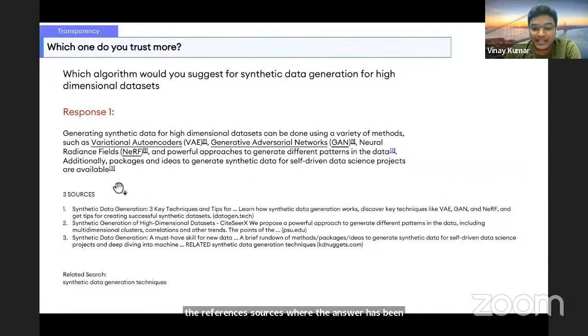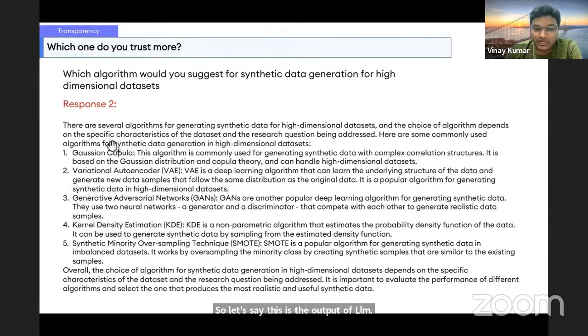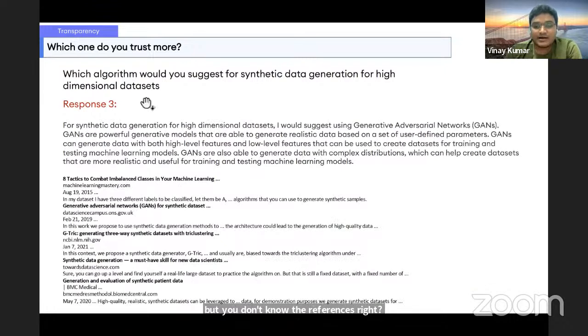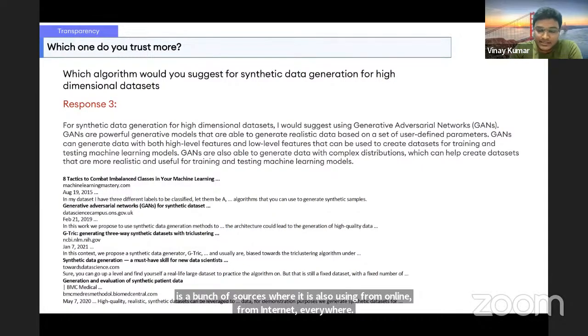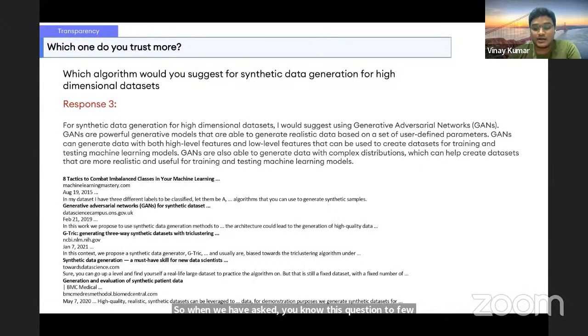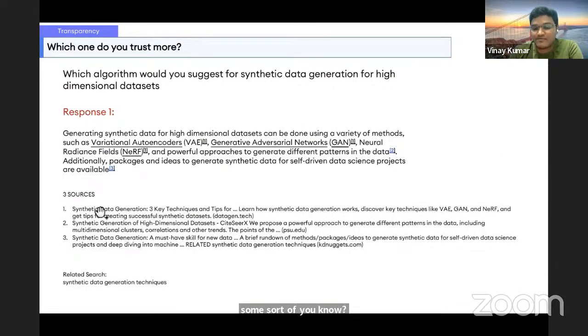Let's say this is the output of LLM 1. And another output, for LLM 2, is when you ask a question, it gives you a bunch of descriptive answer, but you don't know the references. This is the output of LLM 2. And for LLM 3, you have asked a question, there is an answer, and there is a bunch of sources it is also using from online, from the internet, everywhere. When we asked a few people this question, what do you trust more? Particularly for sensitive, very skill-set kind of questions, they are very comfortable when you give them the references, because references give a validation that the model has used the right or qualitative source for giving me the answer. So references can be an explainability output.